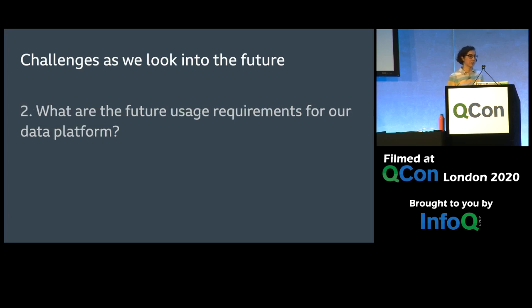The next one is about the users' requirements of our data platform. Most of our users use SQL as the interface, but we also have machine learning use cases within the BBC. So we're going to have to enable different access modes and different ways for the users to use the data.